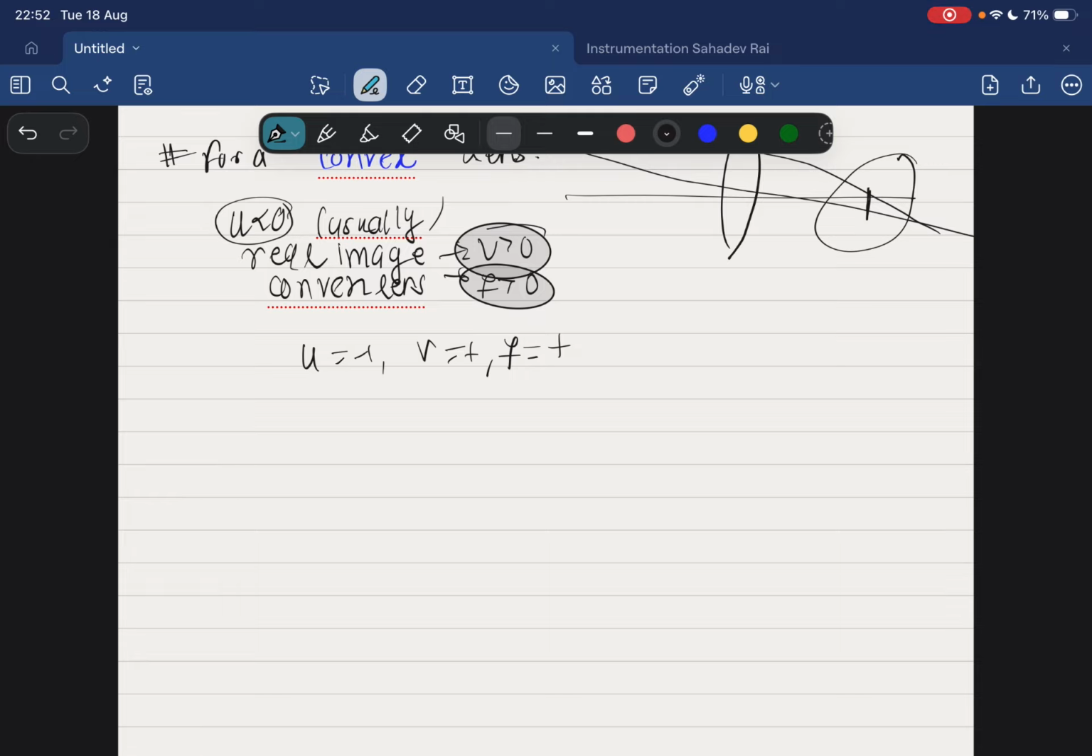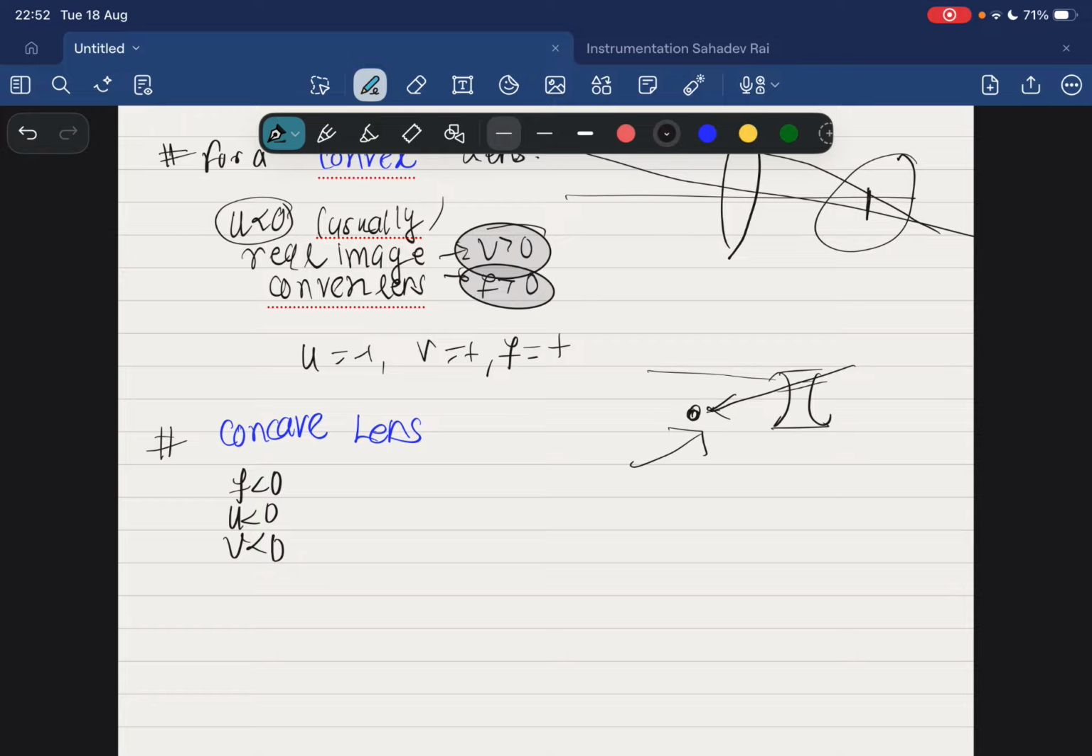So for a concave lens, we have focal length as negative, because a concave lens just forms the things right here. Focal length is going to be negative, u is going to be negative for, of course, obvious reasons, and v is also going to be negative because the image is going to be formed here, which is virtual.